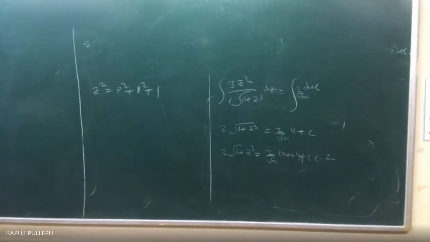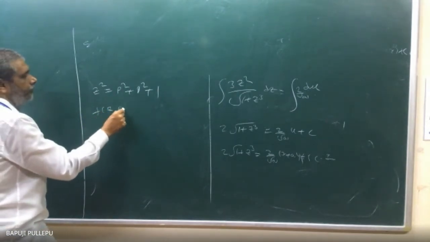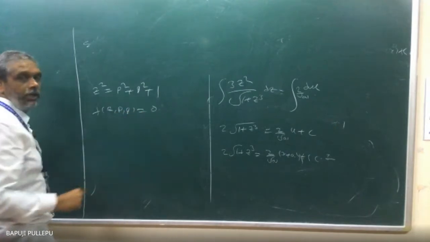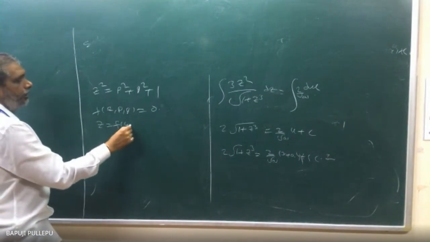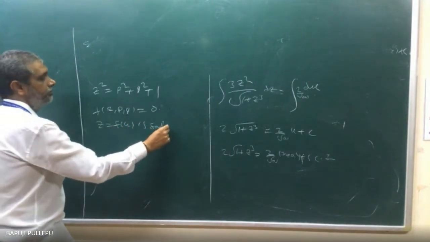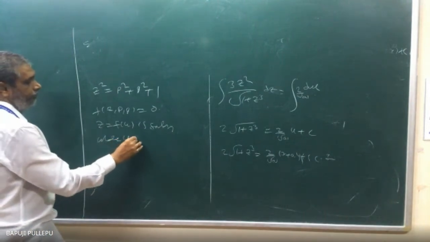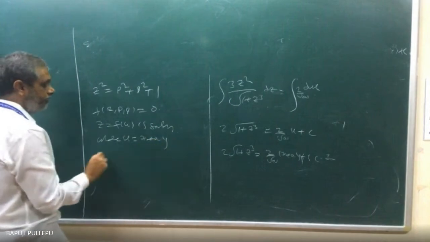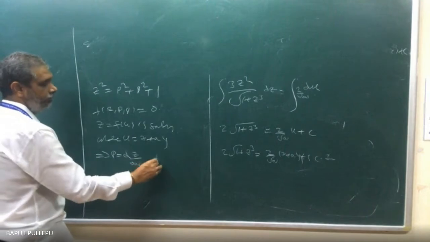z square is equal to p square plus q square plus 1. What is the type? It is f of z, p, q. Now immediately what will you write? z is equal to f of u is the solution, where u is equal to x plus ay. From this, what will I get? p is equal to what? q is equal to what?